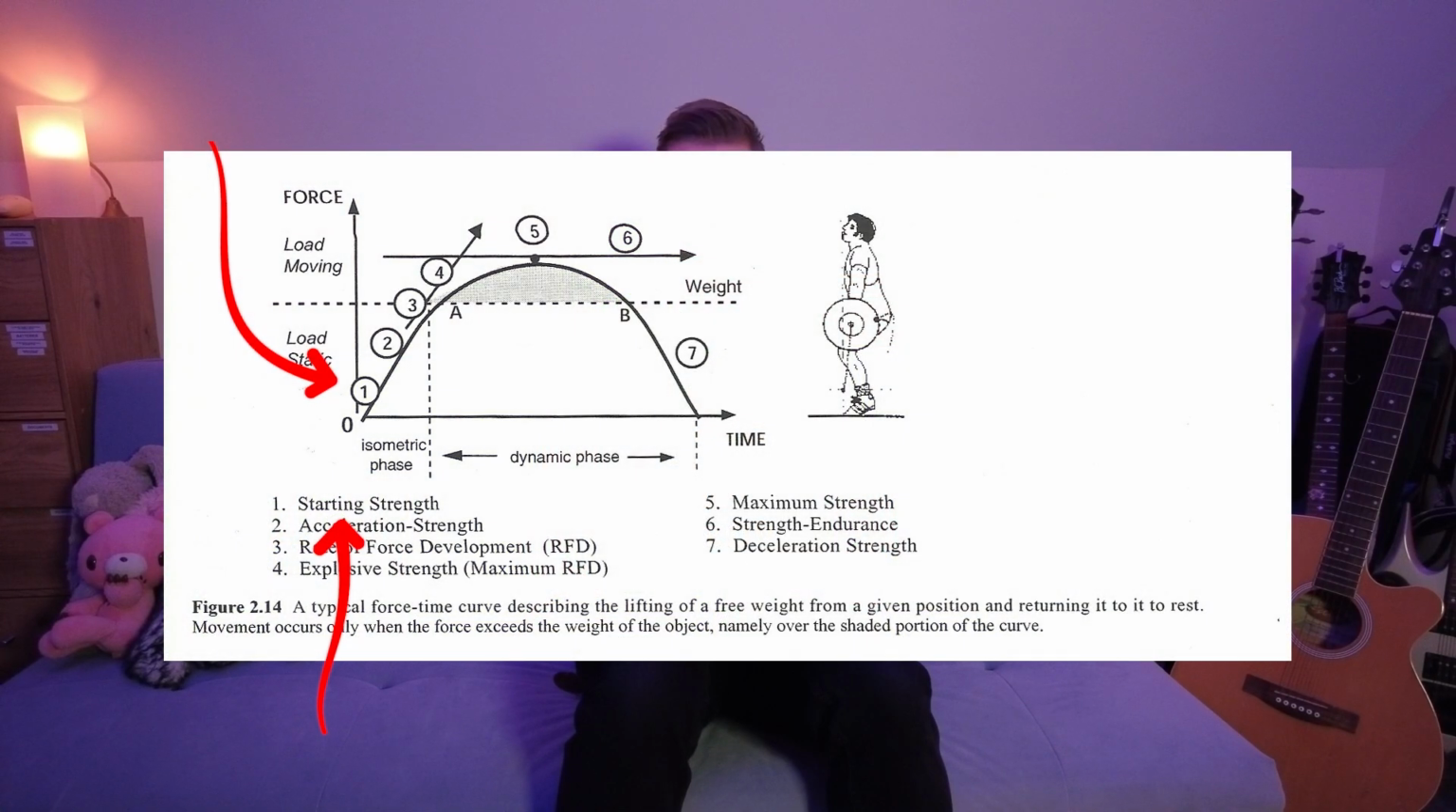To better understand the role of strength in sport, it is relevant to commence with an analysis of a typical force-time curve in lifting a free weight from a given position and returning it to that position. Starting strength refers to the ability to build up a working force as rapidly as possible once muscle contraction has begun, and it is always produced under conditions of isometric muscle action.